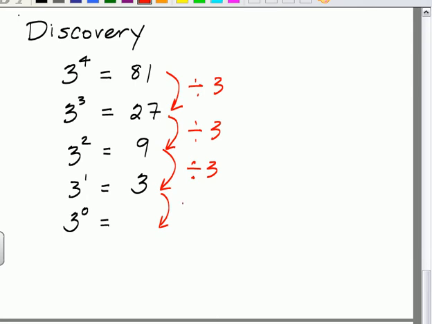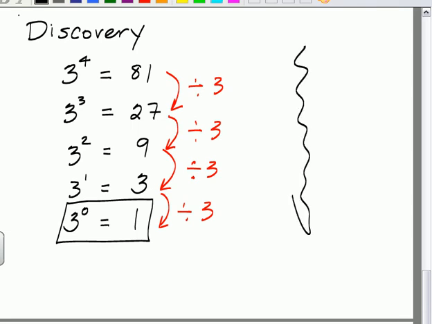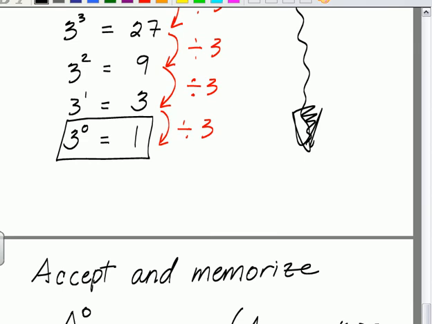What then is 3 divided by 3? The answer is 1. So right now I'm strongly suspicious that 3 to the 0 equals 1. And just to make a long story short, I'm just going to say, and it does. And this is one justification why 3 to the 0 equals 1. Okay, so let's put that rule down.